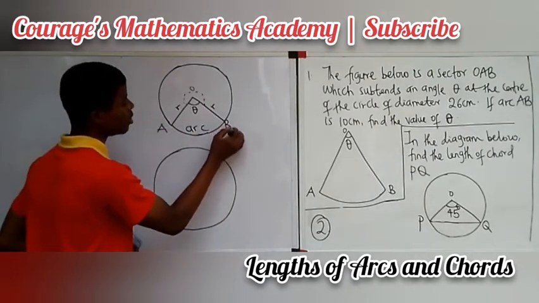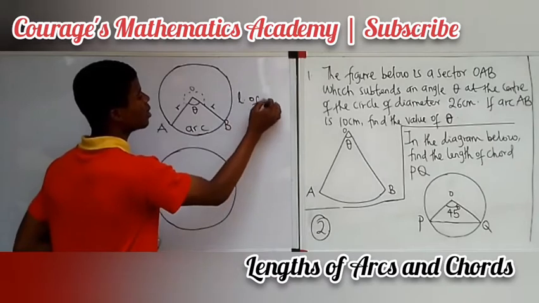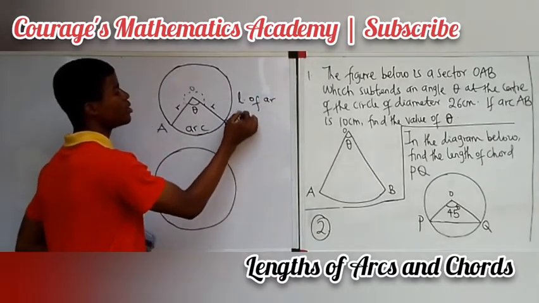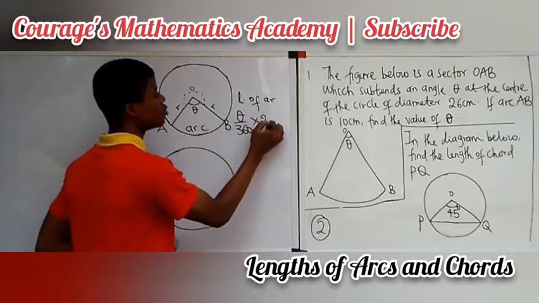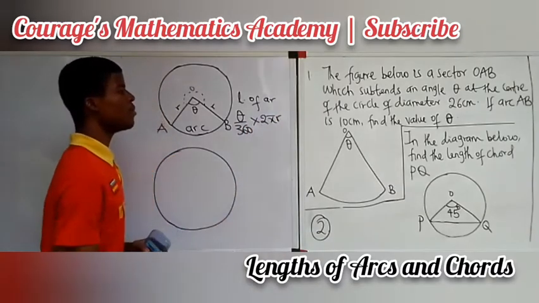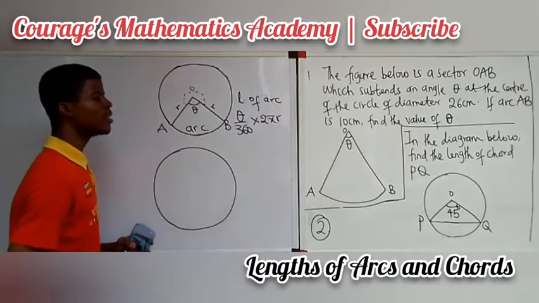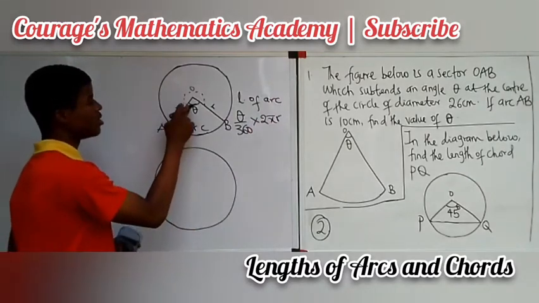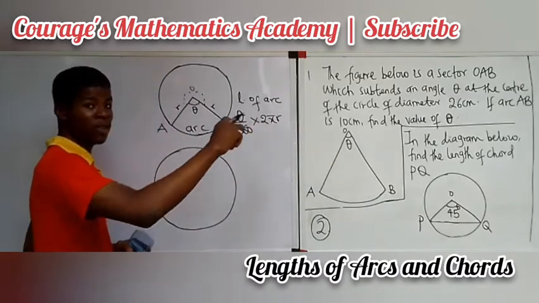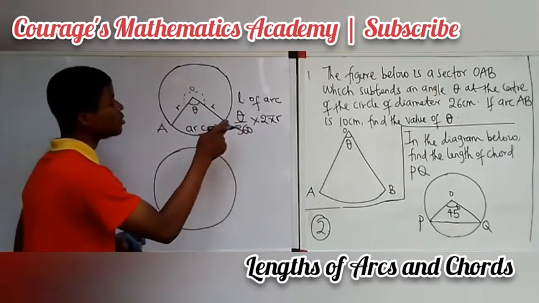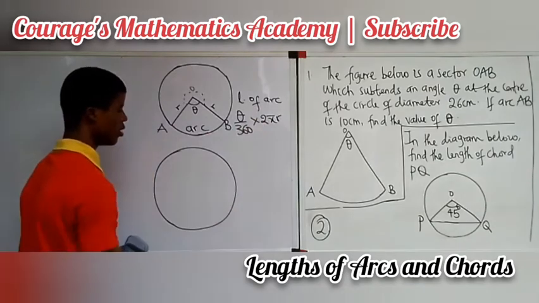So the length, let's call this point, the center of the circle, O, let's call this A, and let's call this what? B. The length of an arc is given by theta over what? 360 times the circumference of a circle, that was 2 pi r. So this is the formula for length of arc. Theta over 360, this is theta, the angle subtended at the center of the circle, over 360 degrees, times the perimeter of the whole circle.